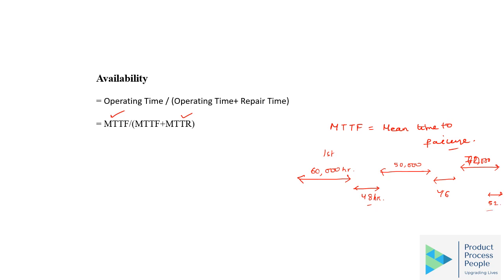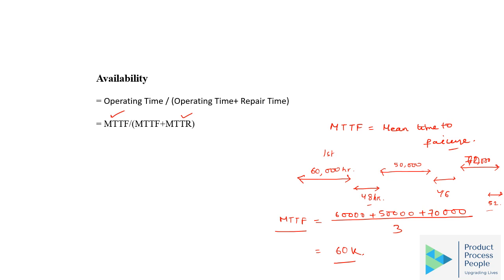So here the mean time to failure is 60,000 plus 50,000 plus 70,000, right? And divided by 3. So if we do that, this comes out to be like 60K. So this is the mean time to failure.